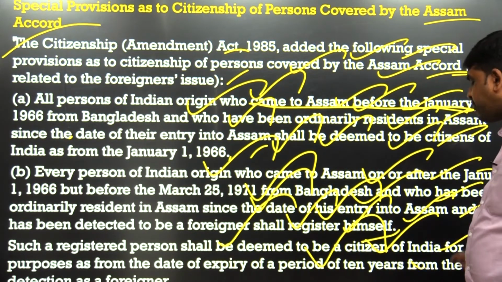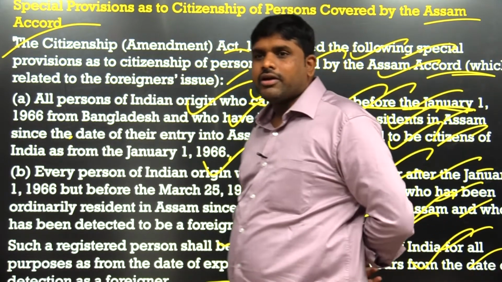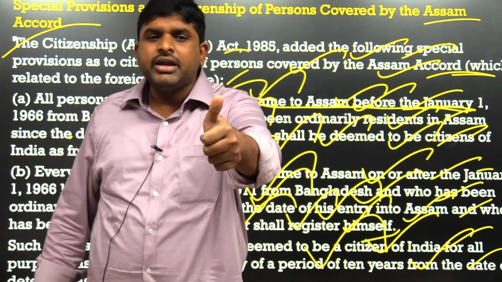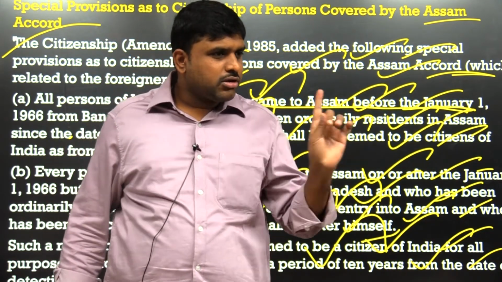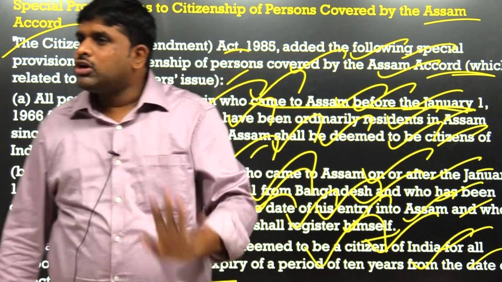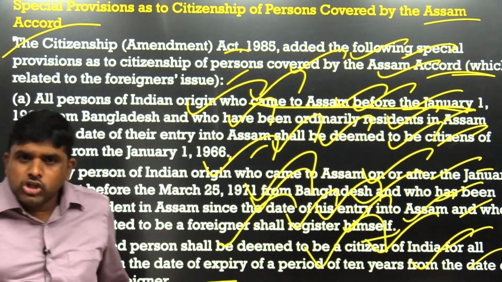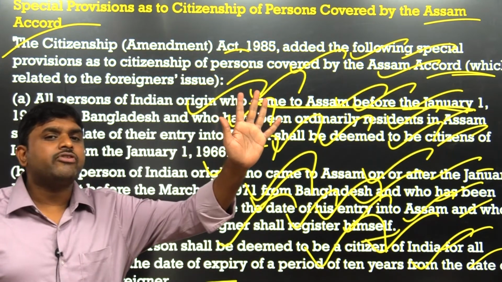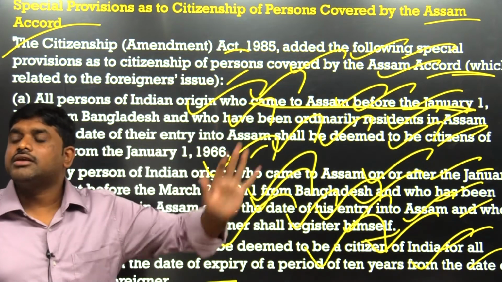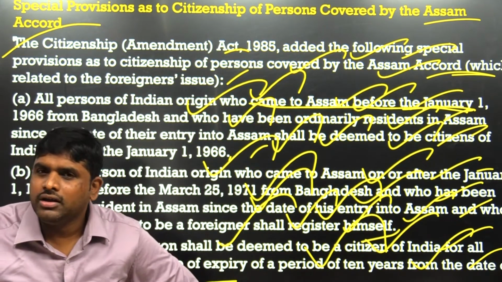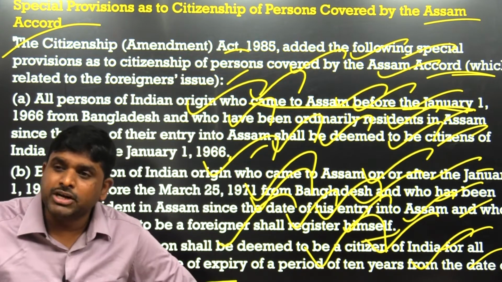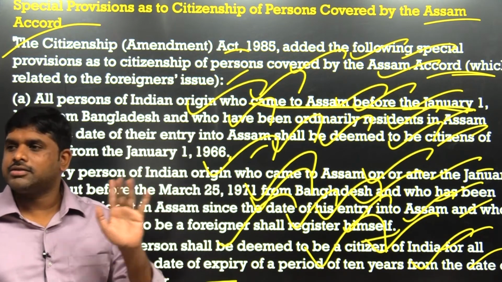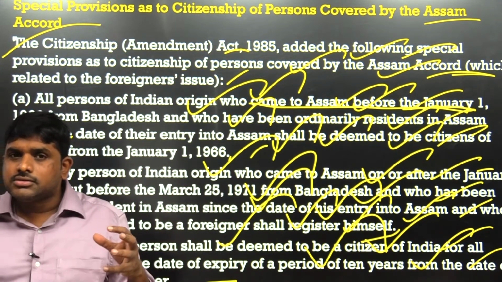Such a registered person shall be deemed to be a citizen of India for all purposes as from the date of expiry of a period of 10 years from the date of detection as a foreigner. So he will be detected as a foreigner for 10 years. After 10 years, he will get permanent citizenship. Did you get it? This is called the Assam Accord. And then in this Assam Accord, they also told that, from now onwards, apart from this, no citizenship will be given to the people coming from Bangladesh. But what the Citizenship Amendment Act told is, we will give citizenship not to Muslims but to their country's minority. You got it? First you have to understand this.